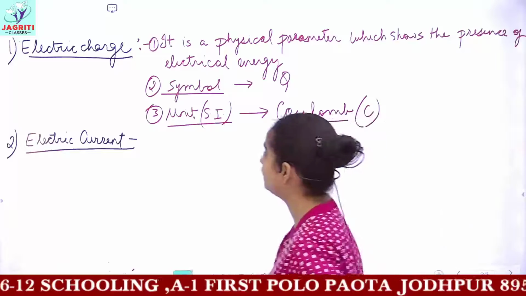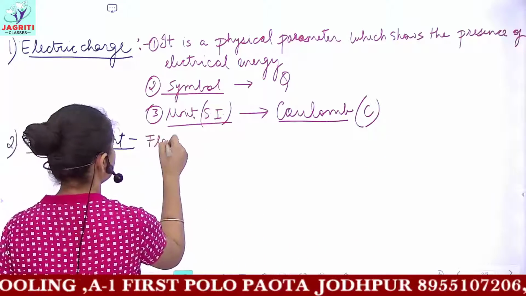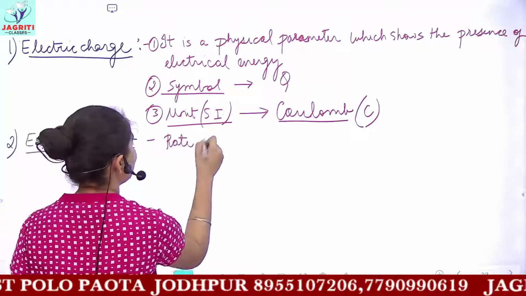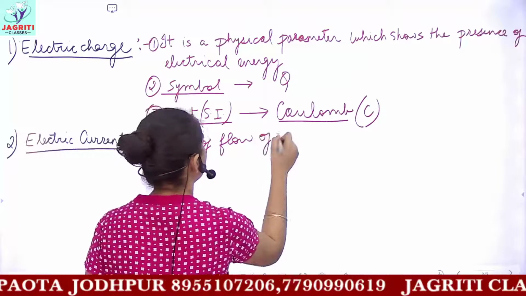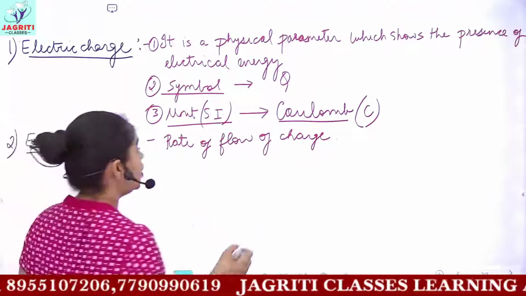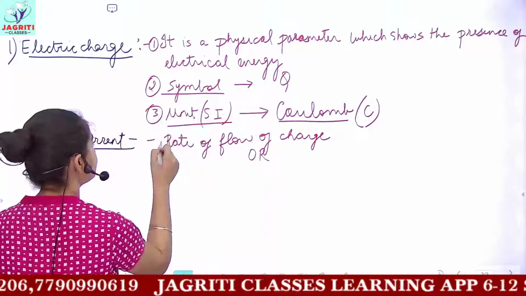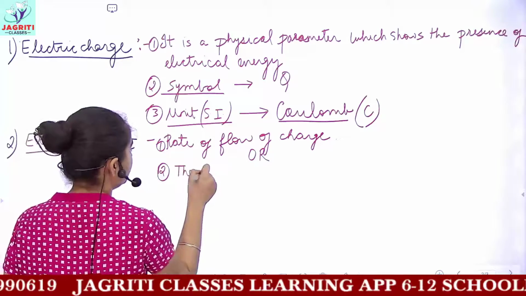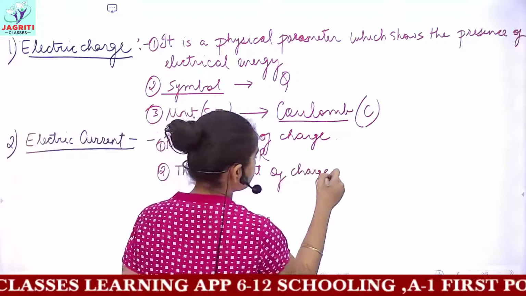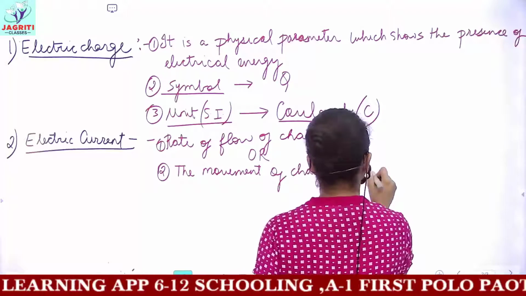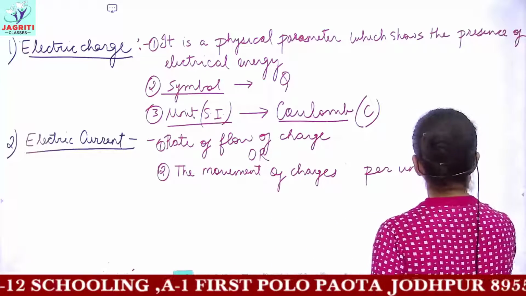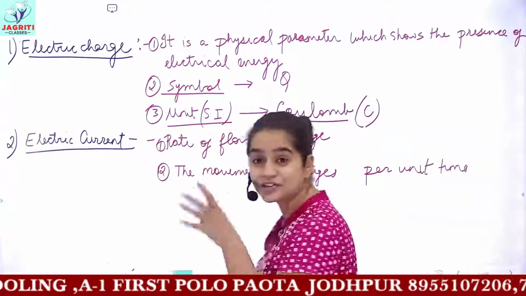Electric current is defined, in a short definition, as the rate of flow of charge. Electric current is the rate of flow of charge, or you can define electric current in a way that the movement of charges per unit time through a conductor is known as electric current.